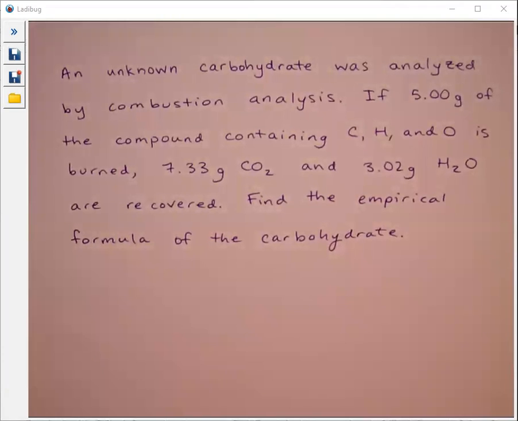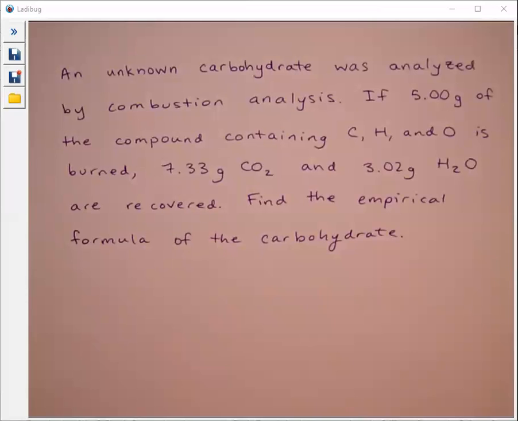An unknown carbohydrate was analyzed by combustion analysis. If 5 grams of the compound, which contains carbon, hydrogen, and oxygen, is burned, 7.33 grams of carbon dioxide and 3.02 grams of water are recovered. Find the empirical formula of the carbohydrate.